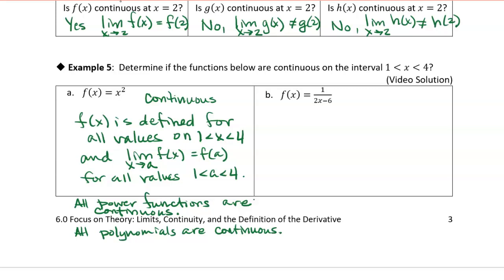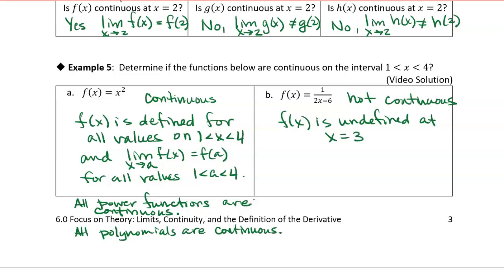So if we look at the next function, 1 over 2x minus 6, now we have a little problem at 3. When x is equal to 3, I'd get 1 over 0, and so this function is not defined at 3. So this function is not continuous at x equals 3. f of x is undefined at x equals 3; we can't put in x equals 3.